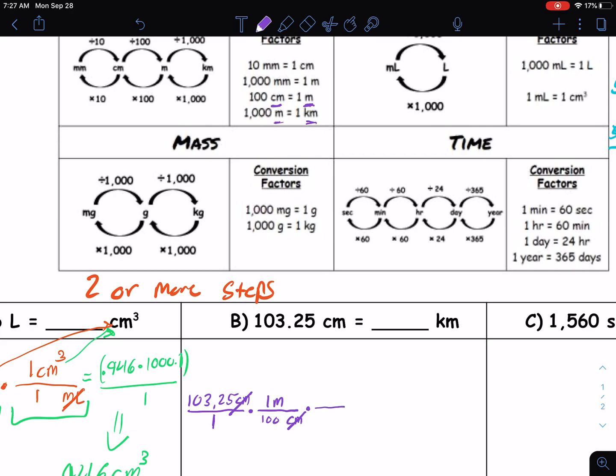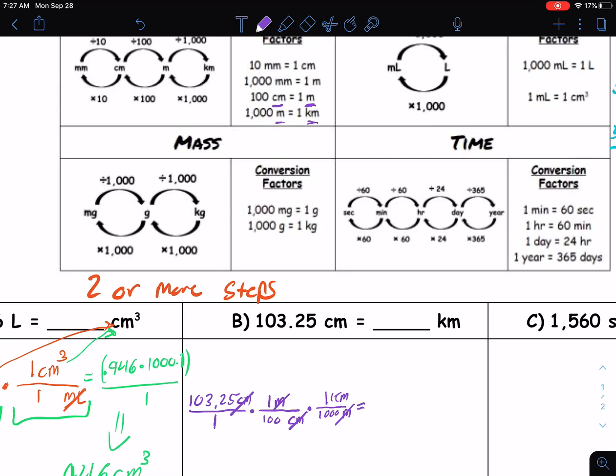So we're going to do another conversion here. If we look at the next conversion factor, we see that we have meters in the numerator, so we need meters in the denominator. 1,000 meters equals 1 kilometer. The meters cancel out, and we're left with kilometers. So we now have the unit we were looking for.